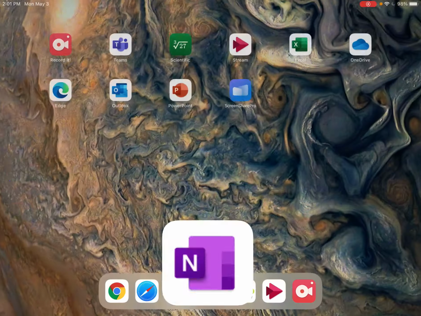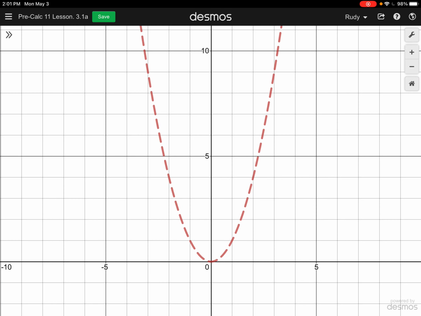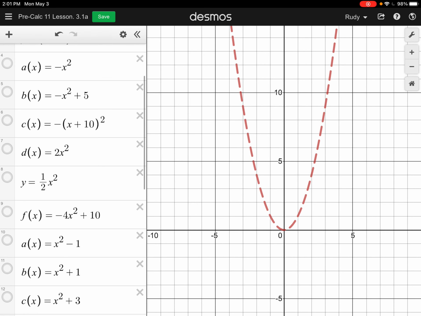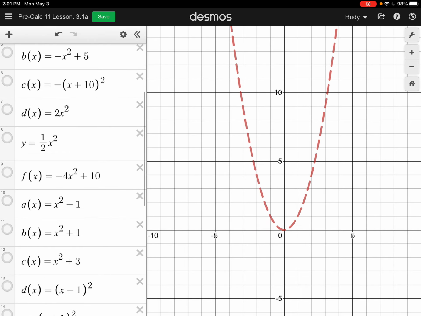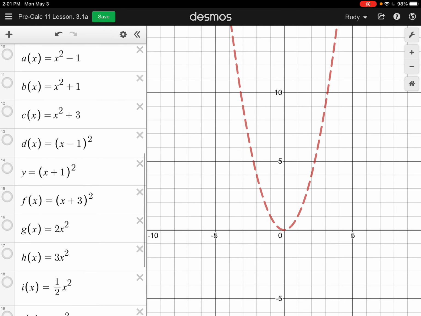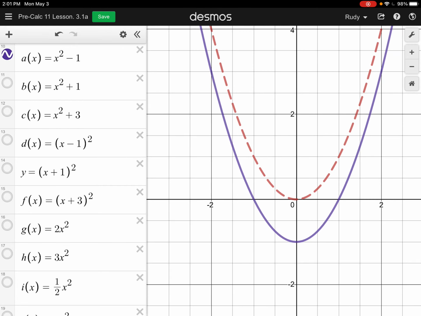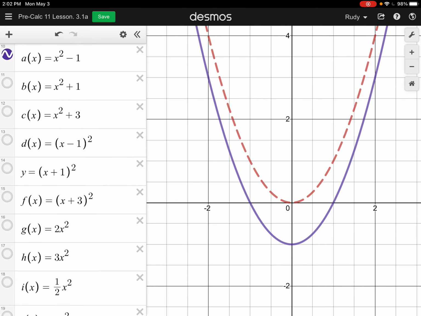Well, if I just go to Desmos here. So I'll leave x squared as a dashed line. But if I turn on this graph right here, what you see now in purple is the graph of x squared minus 1. And we see in the dashed line in red is x squared. And if I zoom in more, these are the exact same curve, just the graph in purple, x squared minus 1, has been moved 1 unit down.